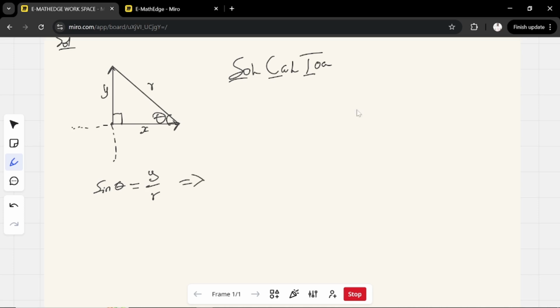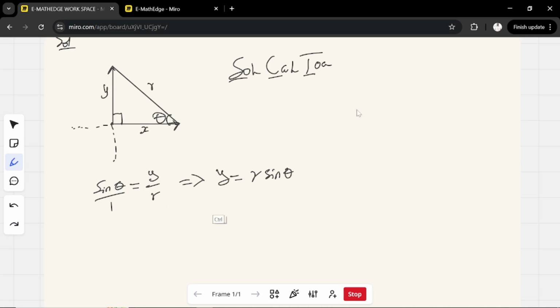Which therefore implies that we have to make y the subject of the formula. If we have to make y the subject of the formula, it means we are going to convert this to fractions so that it will be easy for us to say this denominator multiplying the numerator while this denominator multiplying the numerator. So y multiplied by 1 is going to give us y to be equal to r multiplied by sine, which is going to give us r sine theta.